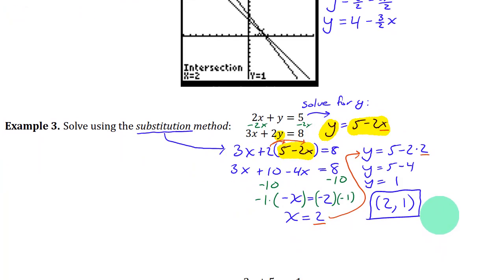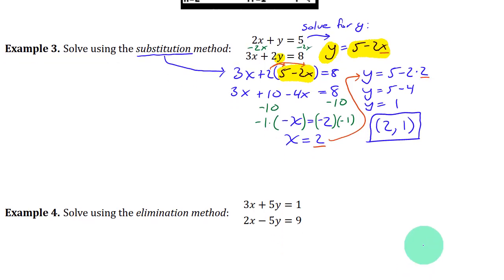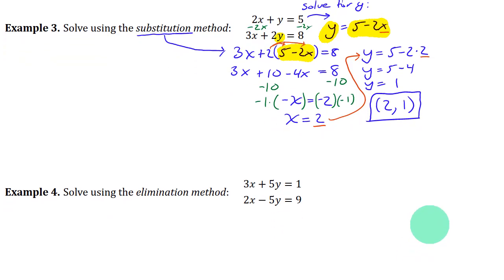So anyways, let's look at the third method here, which is the elimination method. So with the elimination method, the trick is this works really well when you have something like this situation here. Like you have a plus 5y and a minus 5y in the other equation. Because when you add the left sides of these equations together, and you also add the right sides of these equations together to get a new equation, well, let's see what happens.